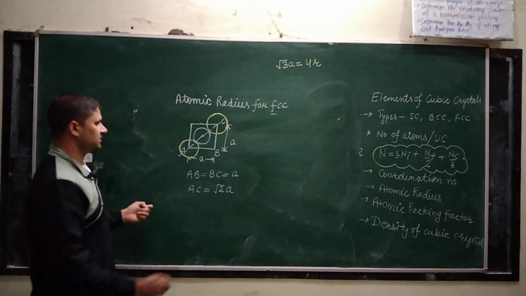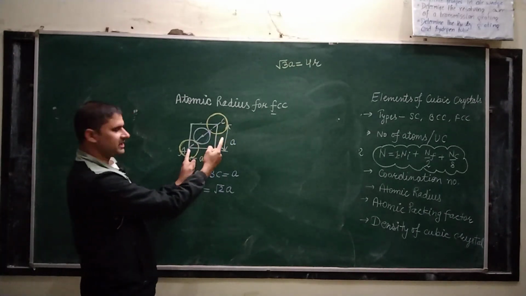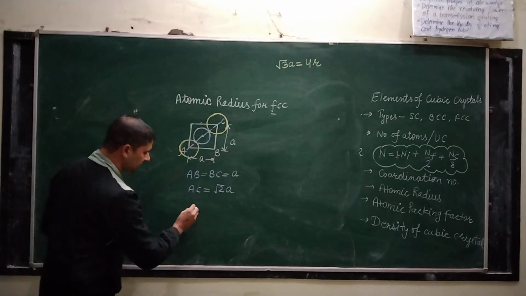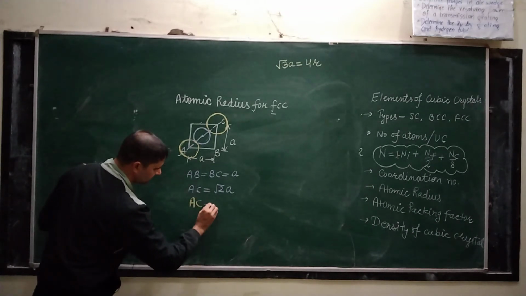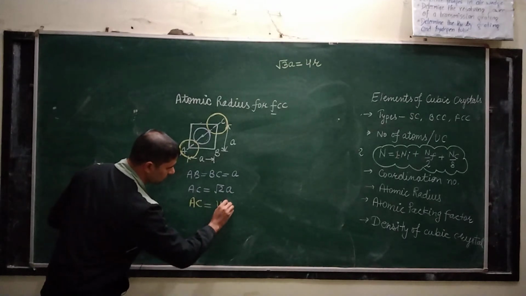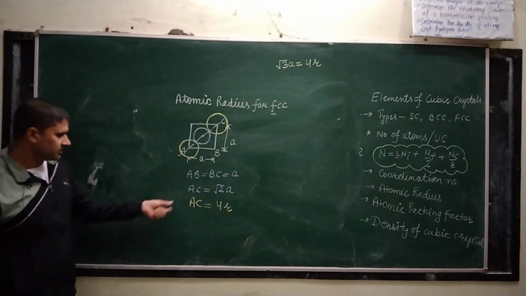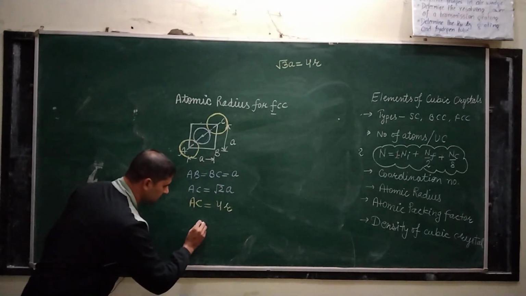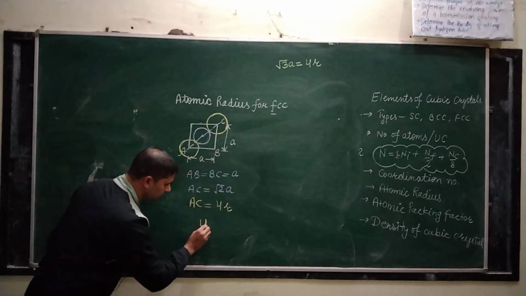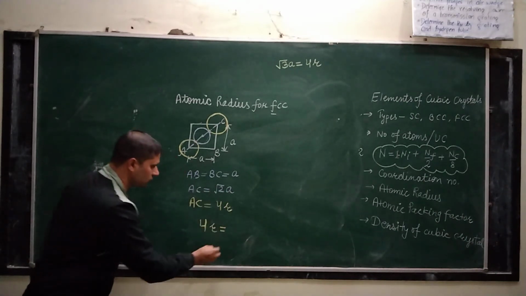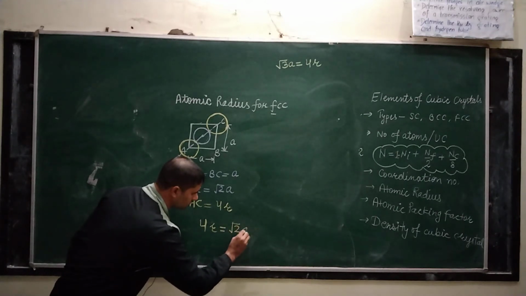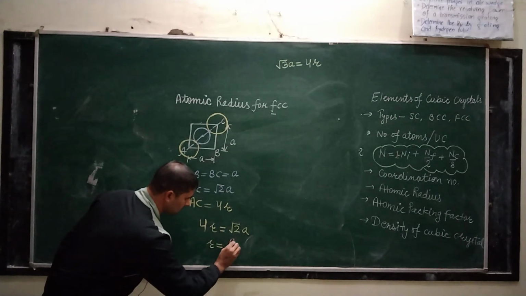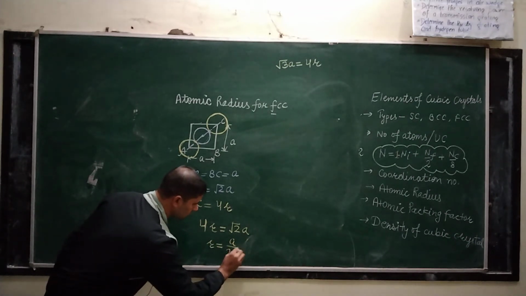Here again you will see this distance is shared by how many radius? 2 radius here, 1 radius here, and 1 radius here. So AC is equal to 4 radius. But geometry says that AC is equal to root 2 times A. So these are equal. From here you can establish the relation of the radius of the atom with the size of the cube, that is A, and R is equal to A by 2 root 2.